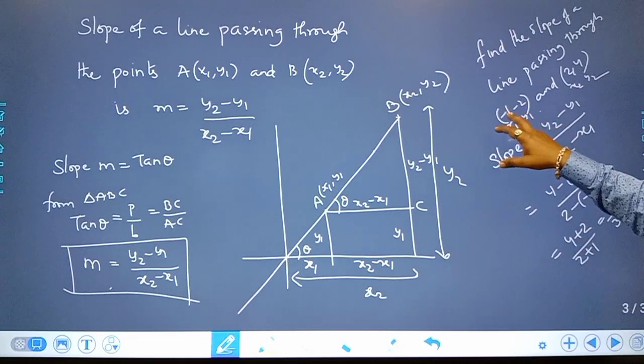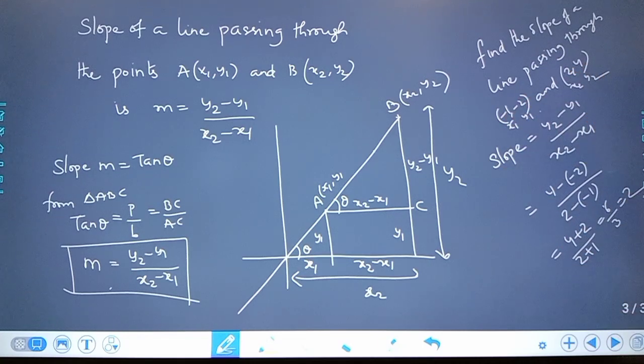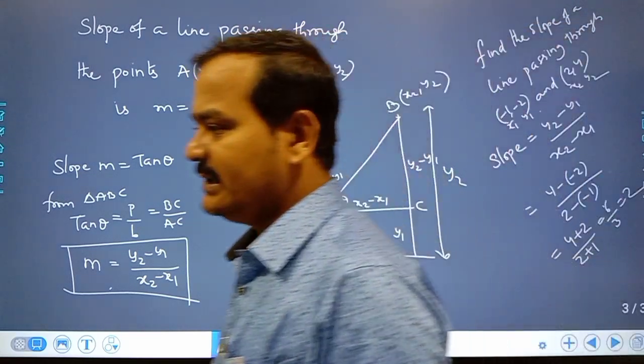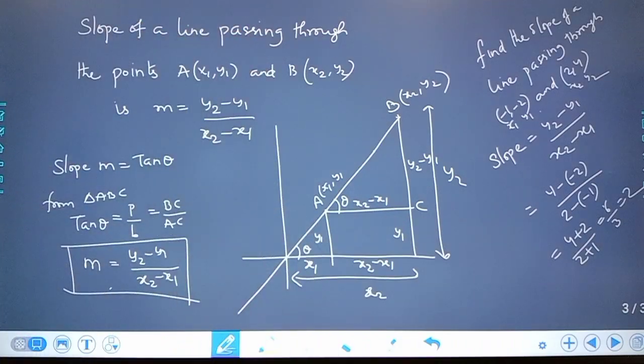For the first point -1, -2 and the second point 2, 4, the slope is 4 minus of -2 by 2 minus of -1. Therefore 4 plus 2 by 2 plus 1, that is 6 by 3 is equal to 2. So this is the way to find the slope of a line passing through two points.